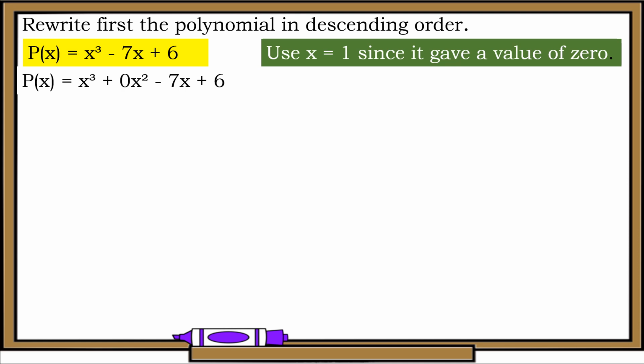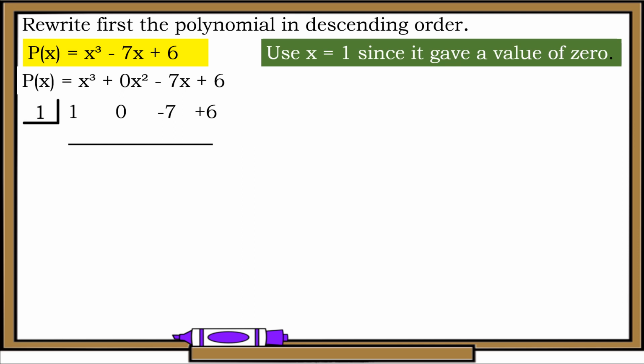Use x is equals to 1 since it gave a value of 0. We will use synthetic division. Write first the numerical coefficient of the polynomial. Ang coefficient ng x cubed ay 1. Ang coefficient ng x squared ay 0. Ang coefficient ng x ay negative 7 at ang constant term ay 6. So, we will use x is equals to 1.